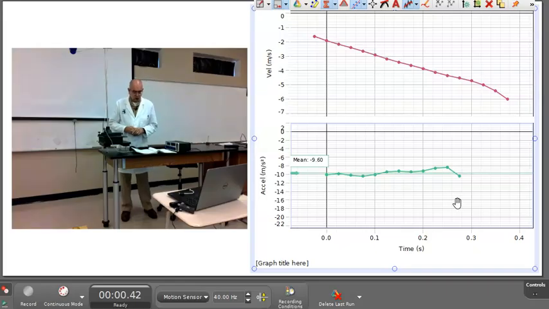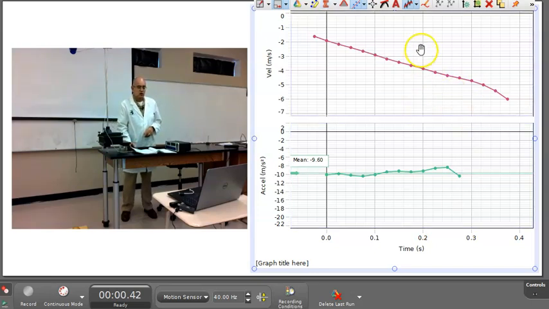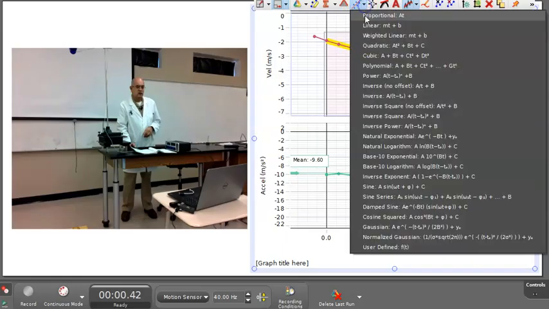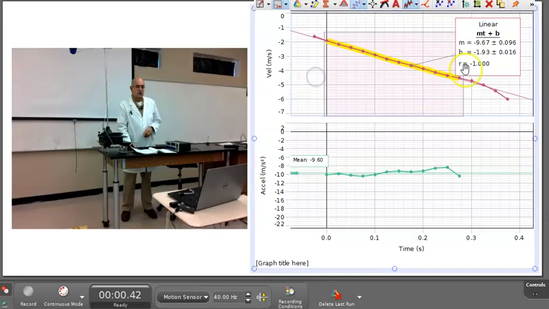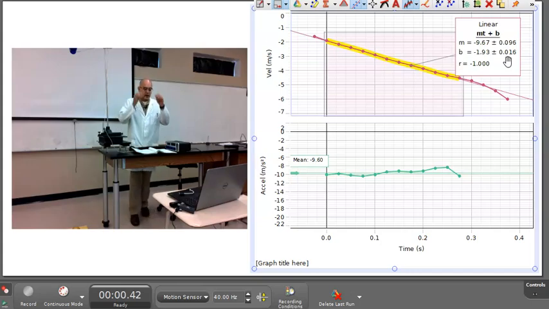Now, let's take a look at method number 2. Using the fit routine, find the mathematical relationship between velocity and time during the same time interval. So we will highlight the data covering that same time interval out to about just under 0.3 of a second. And what we will do is a best fit line using the fit function. Turn that on, select linear, and we see the slope is minus 9.67 meters per second squared.